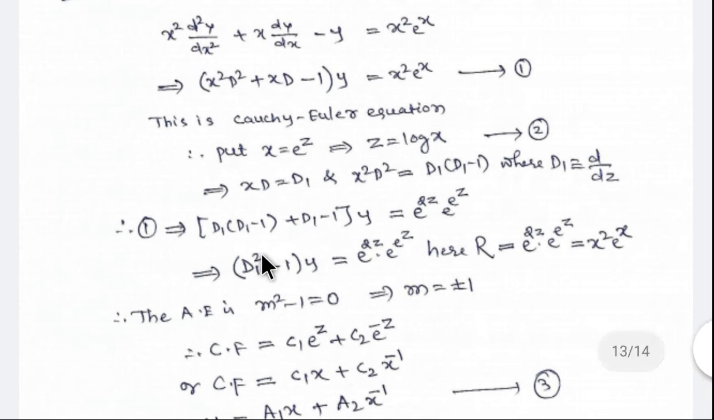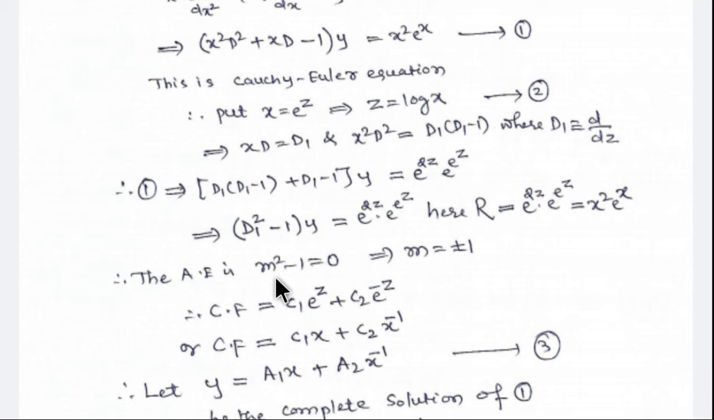So on the left side you can simplify this. This implies that D1² - D1 + D1 - 1, the -D1 and +D1 get cancelled, so (D1² - 1) y = e^(2z) e^z. Here R is e^(2z) into e^z, or if you want to substitute back, you get x² e^x is the R here.